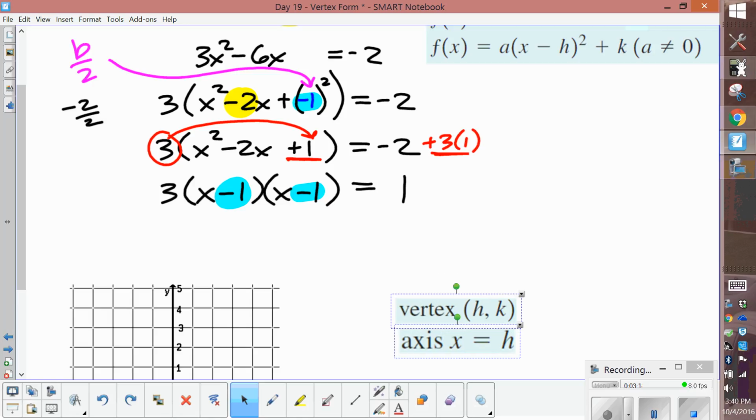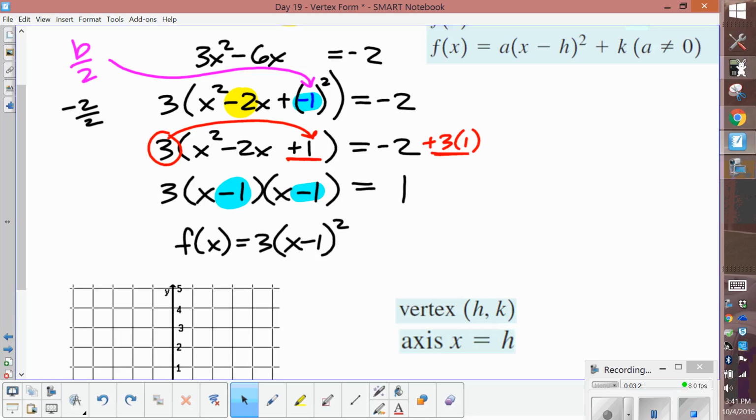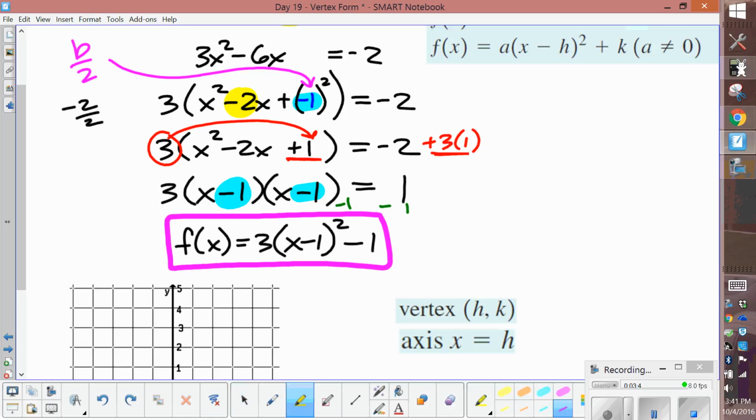And last but not least, I'm going to clean it up a little bit more and move this out of the way. I'm going to put it back in function notation. f of x equals 3 times the quantity, excuse me, x minus 1 quantity squared. And then I would move this back over by subtracting 1 from both sides, minus 1. And this is my vertex form of this quadratic.